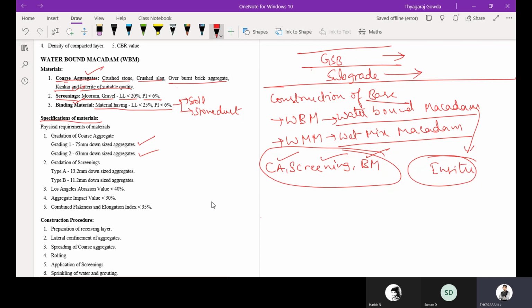Then the gradation of screenings. Screening also has some gradation, that is type A and type B screening: 13.2 mm and downsize aggregates and 11.2 mm and downsize aggregates.